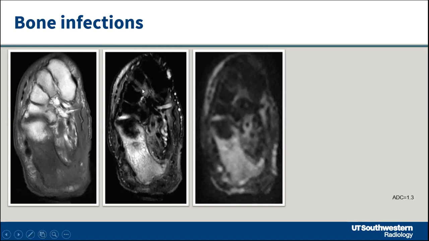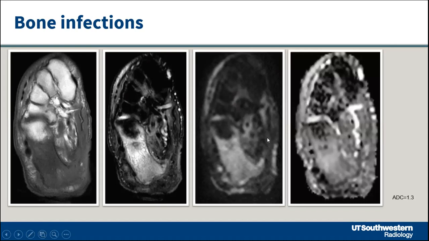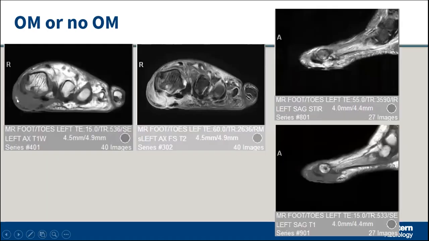So here is your reactive edema. As you go to the diffusion, you don't see much. And you go to ADC, on ADC, you will see that reactive edema, and you will see that osteo also, that gray stuff. And here the ADC is 1.3. You may have areas like this where it's osteo or no osteo.